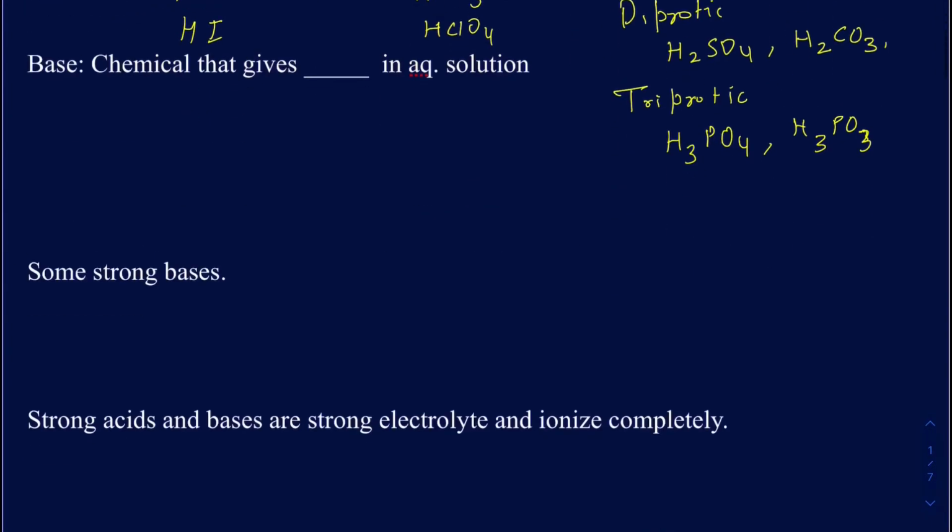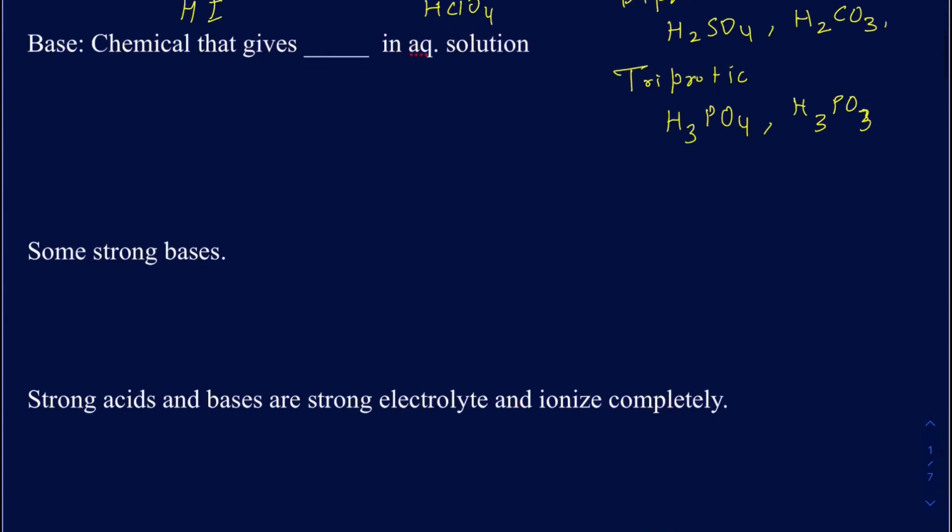Let's talk about what a base is. According to Arrhenius, any chemical that gives a hydroxide, or OH-, in aqueous solution is a base. Some common examples are obviously anything that has an OH in there, so NaOH, LiOH, or Ba(OH)2. Those are all common Arrhenius bases we have in the list here.